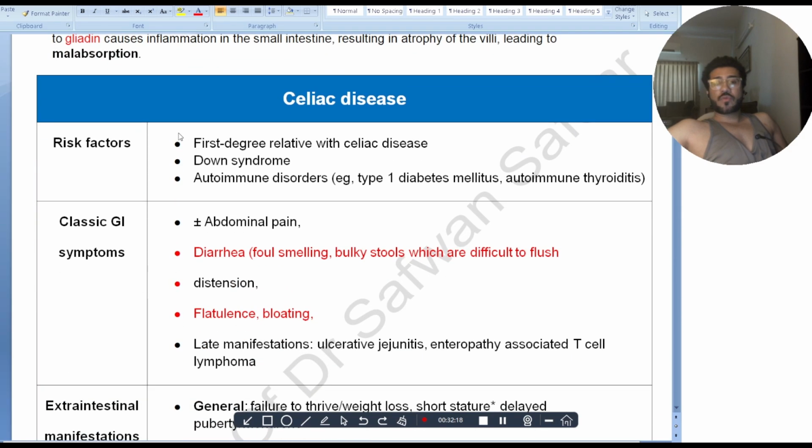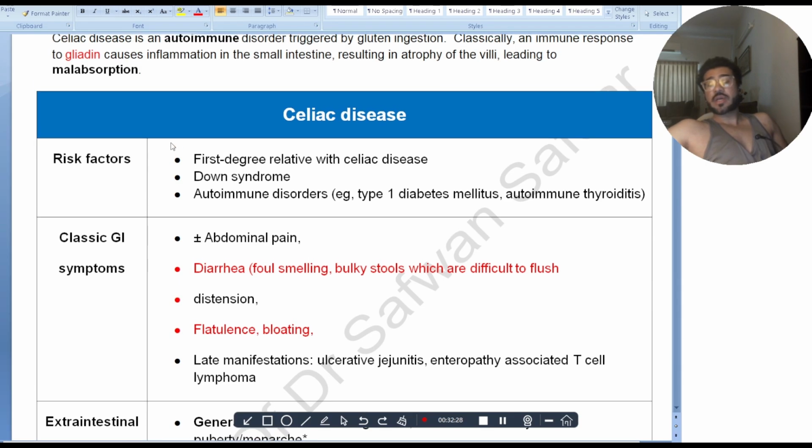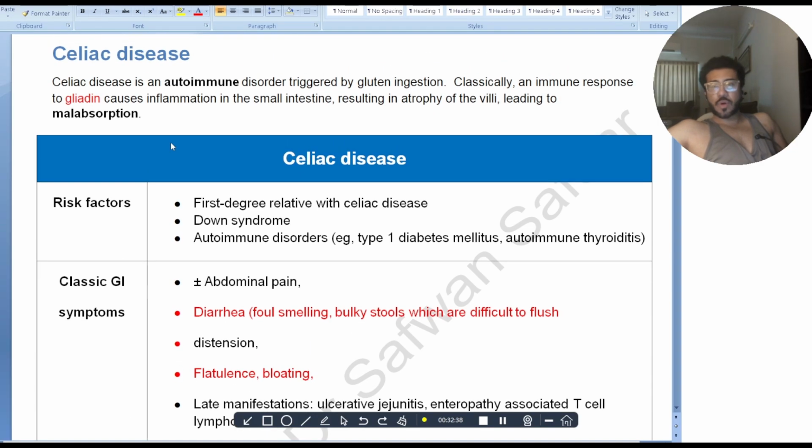So moving on next, what are the risk factors? Just autoimmune disease. Autoimmune diseases go with other autoimmune diseases. So if a person has thyroiditis or autoimmune thyroid disease, SLE, or other autoimmune diseases, you can most probably conclude that the patient can also have celiac disease.